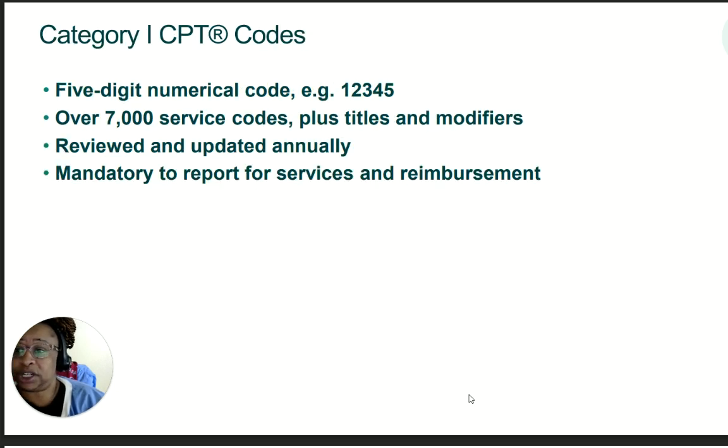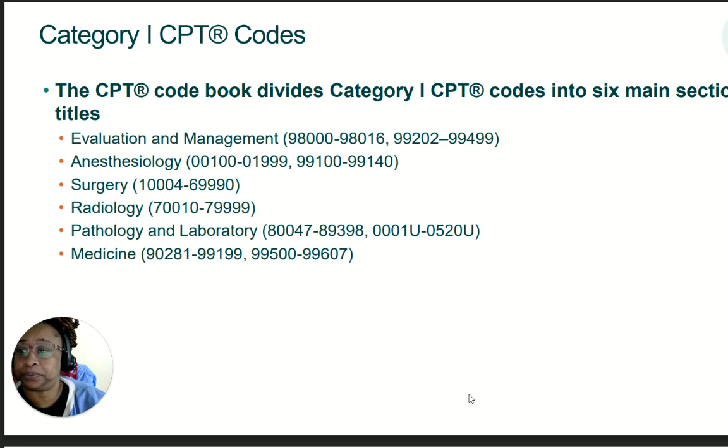There are 5-digit numerical codes, over 7,000 service codes, plus titles and modifiers. And they are reviewed and updated annually. So you will always possibly need a new CPT book every year, because there are always deletions and add-on codes that are added to the book. These are mandated to be reported for services and reimbursements. We are always using these CPT codes to report procedures and/or visits.